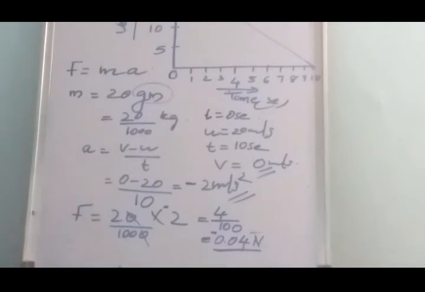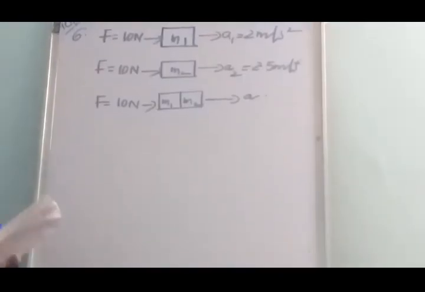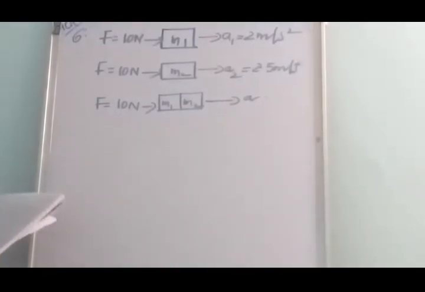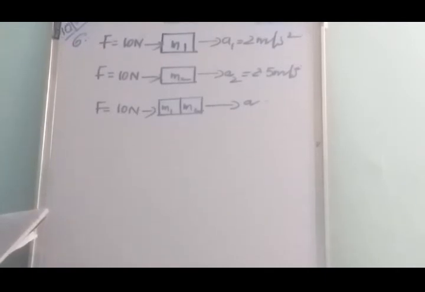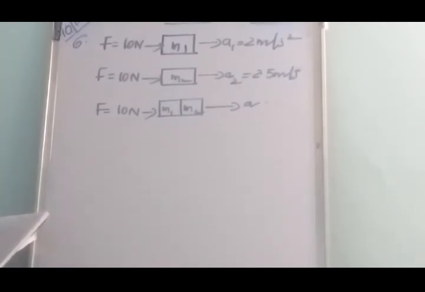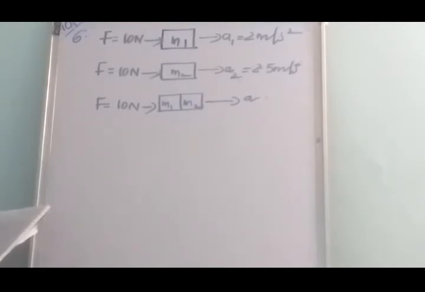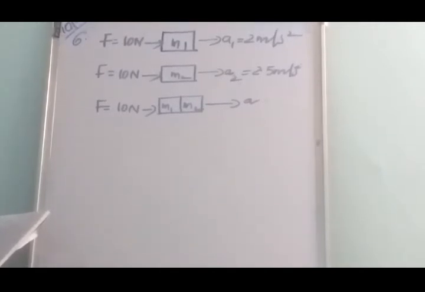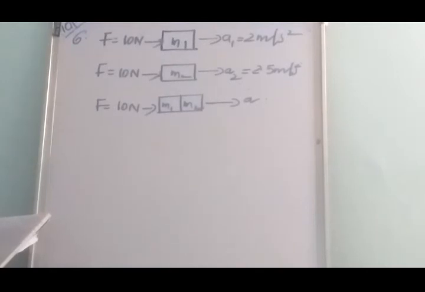Is it clear? The next question, that is the sixth question: A force of 10 Newton gives an acceleration of 2 meter per second square to mass m1 and an acceleration of 2.5 meter per second square to mass m2. What will be the acceleration produced when the same force is applied to both the masses tied together?